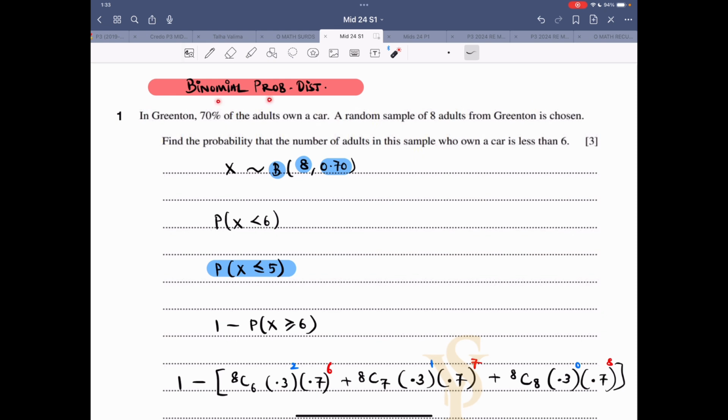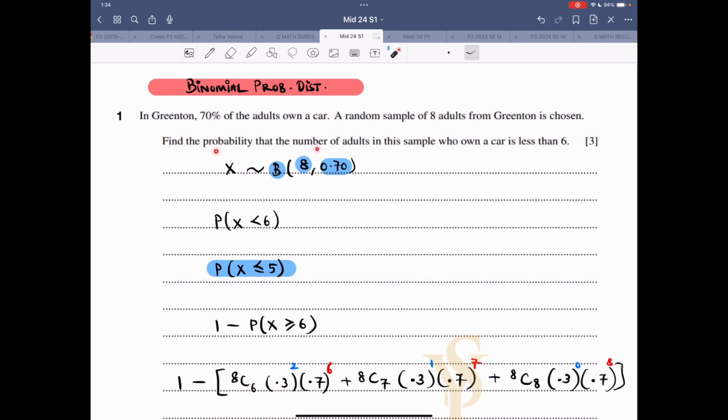It's about binomial probability distribution. In Greenton, 70% of adults own a car. A random sample of 8 adults from Greenton is chosen. So now you have to realize whether it's binomial, whether it's permutation, combination, and all these things. This is the number of trials which goes over here. This is the probability of success that goes over here. X is the variable for the number of cars and everything.